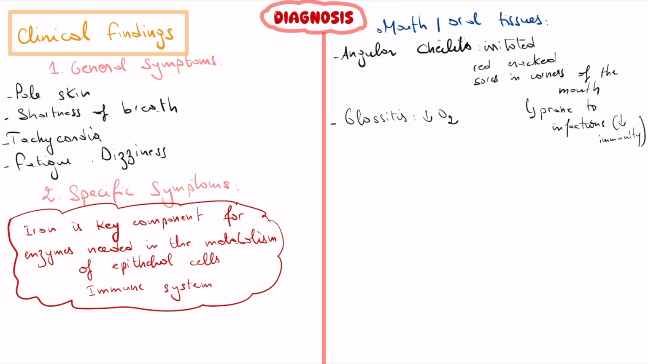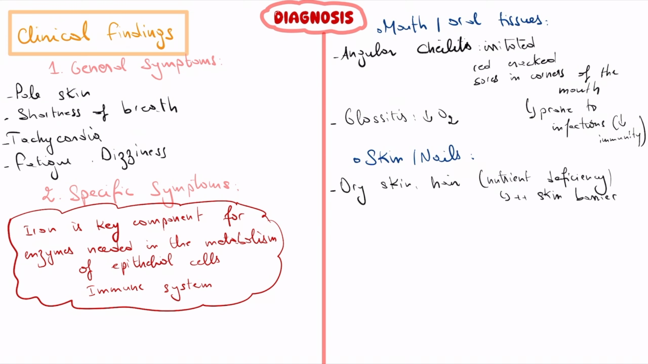In terms of skin and nails, we'll have dry skin and dry hair as nutrients are essential for maintaining skin and scalp barrier. And koilonychia, meaning concave spoon-shaped nails from insufficient oxygen.